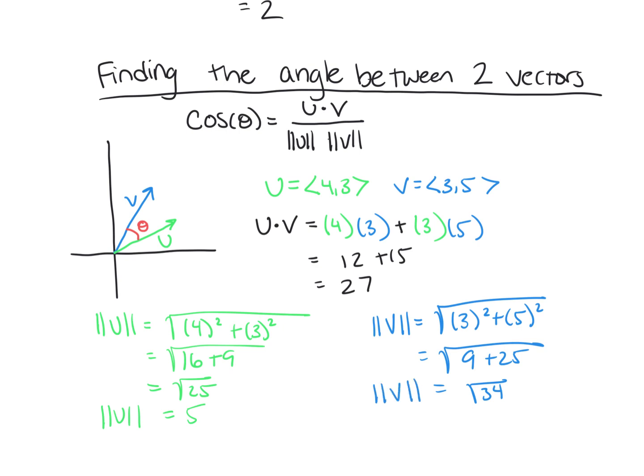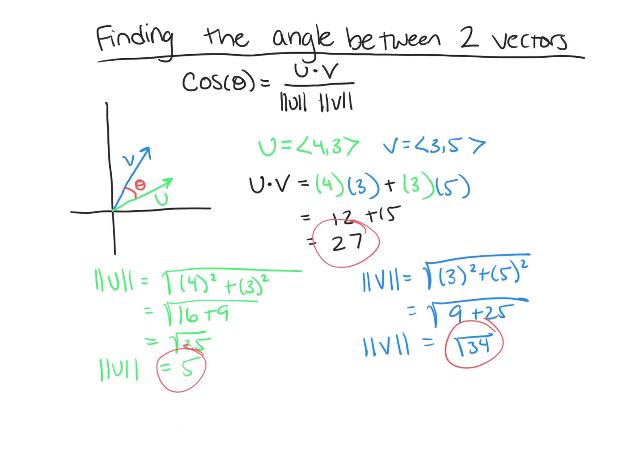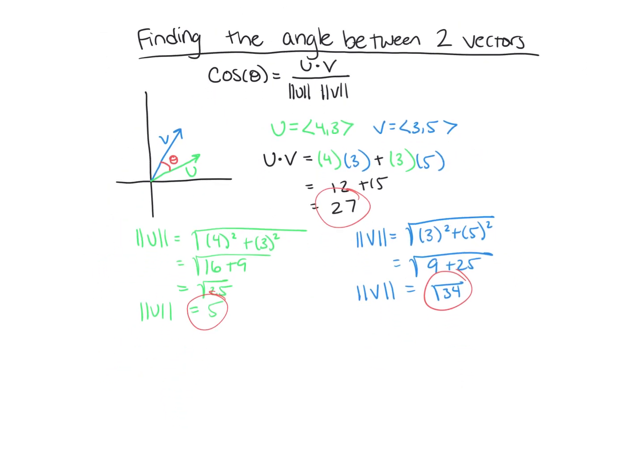So now that we have our dot product, magnitude of vector u, and magnitude of vector v, we're going to put this all together to find our angle. So when I'm trying to find my angle, we'll find cosine of our angle is equal to that 27 over 5 times the square root of 34. Now if you're able to, please simplify your fraction.